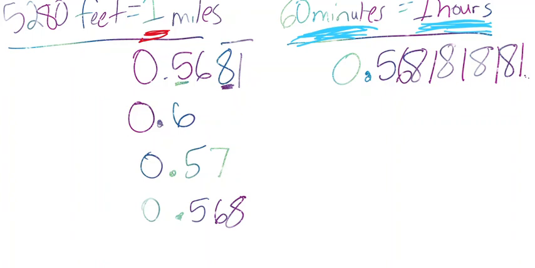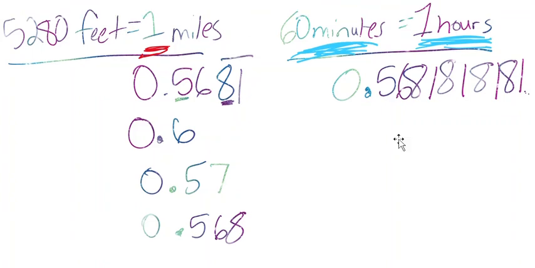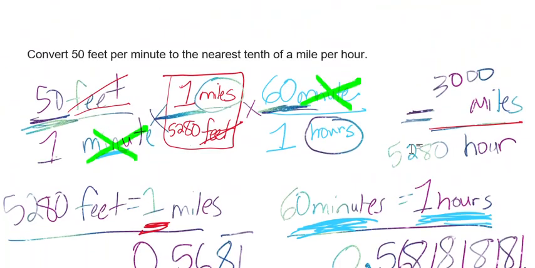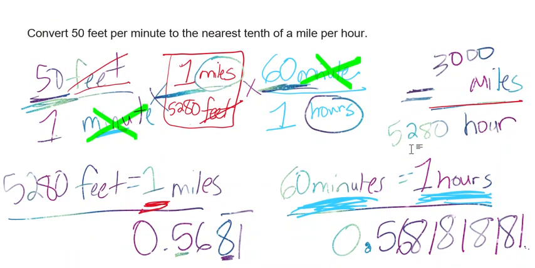So that tells me my answer in miles per hour. And that is how to get there using conversion factors. Thank you.